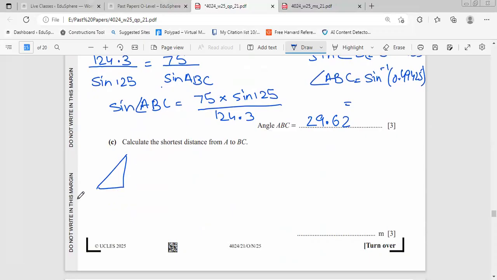And that right angle triangle, let me just draw it out a bit bigger. So you can see there is a right angle triangle, there is an angle 29.62. There is an angle we just have found, and this side is unknown, and this side is given as 65.